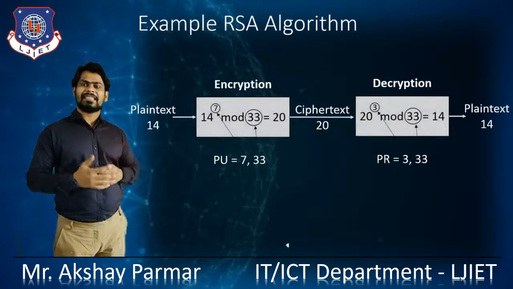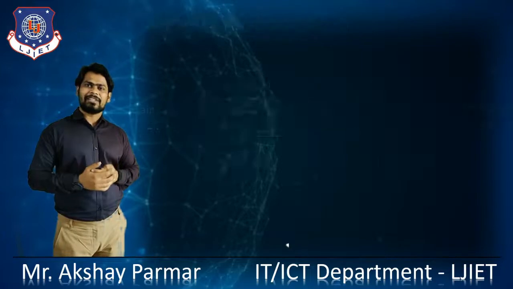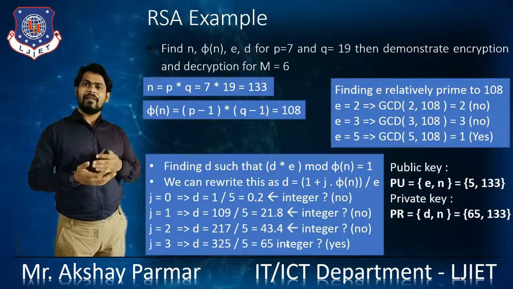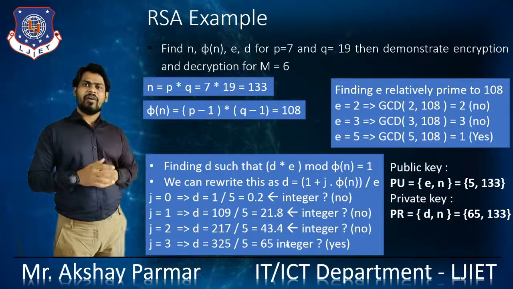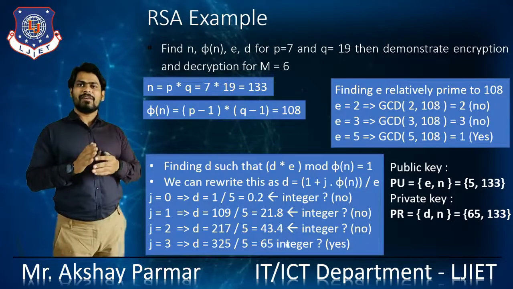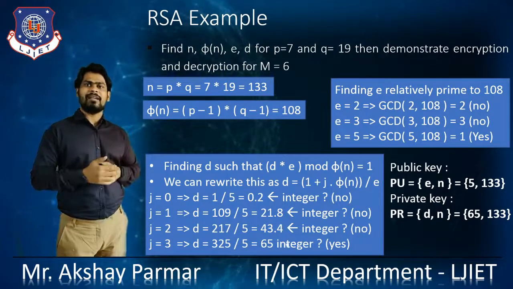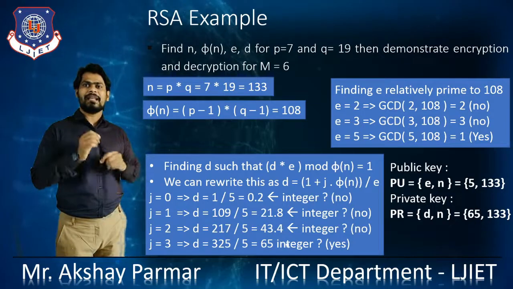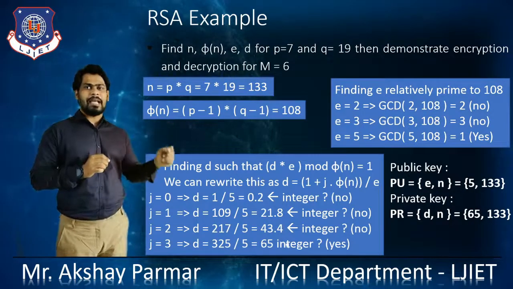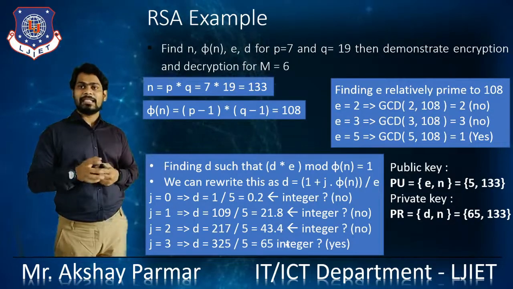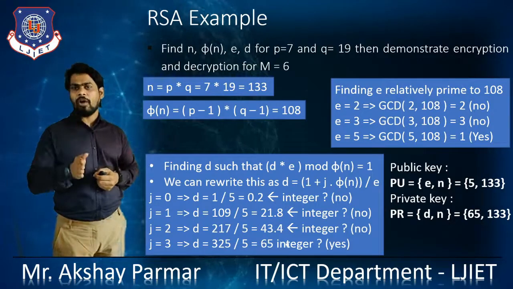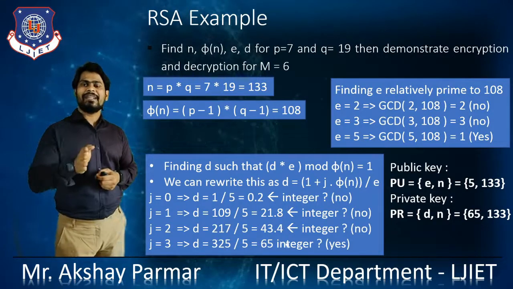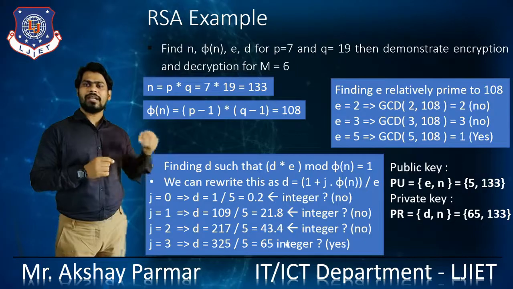So let's take another example in the context of the examination. Find N, phi(N), E and D for the prime numbers P equal to 7 and Q equal to 19. Then demonstrate the encryption and the decryption method for the message M equal to 6. N is equal to P into Q, as we all know. So N is equal to 7 into 19, that is 133.